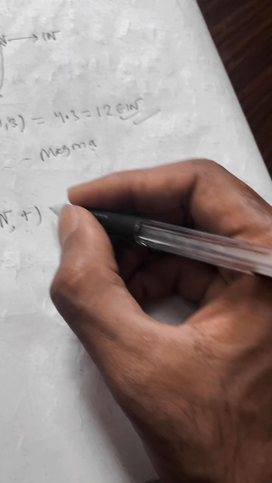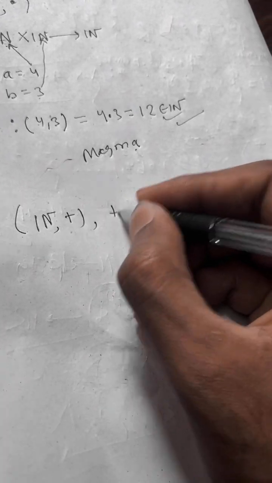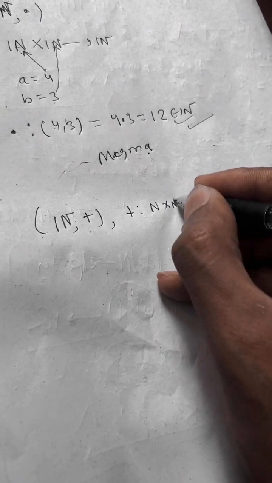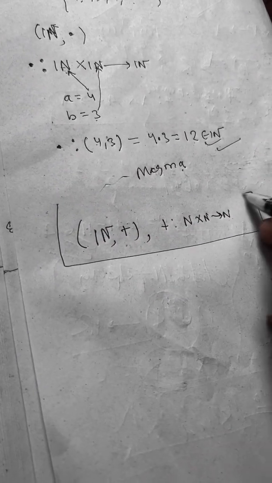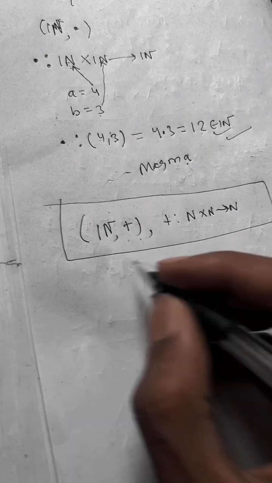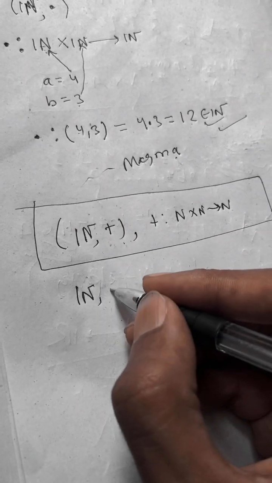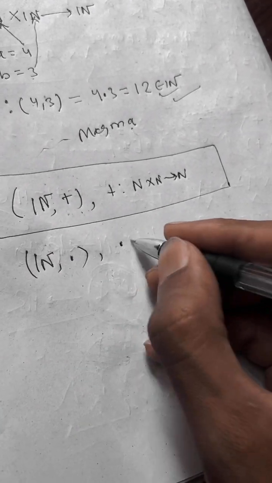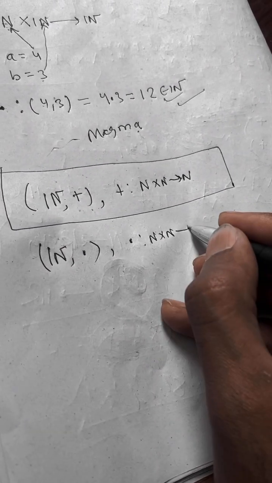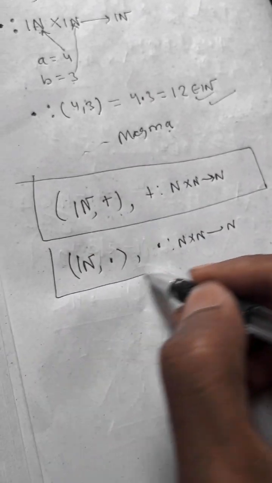So n plus, where plus is defined as n cross n to n. This is a magma. A natural number with addition forms a magma. Also we saw natural number with multiplication, where multiplication is n cross n to n, it forms a magma.